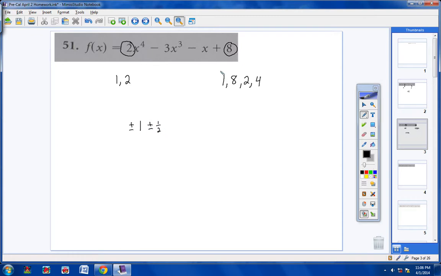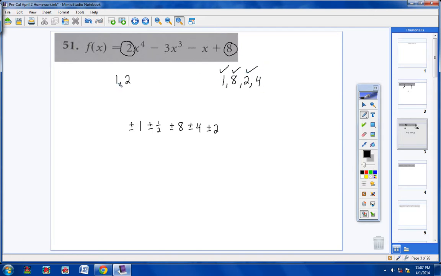Check this off. You're done with the 1. Now we take the 8. 8 over 1 is 8, so plus minus 8. 8 over 2 is 4, so positive negative 4. Check off the 8. Next we use our 2. 2 over 1 is 2, so positive negative 2. And then 2 over 2 is 1, and we already have a 1 right here, so no need to list that again. And now we take our 4.